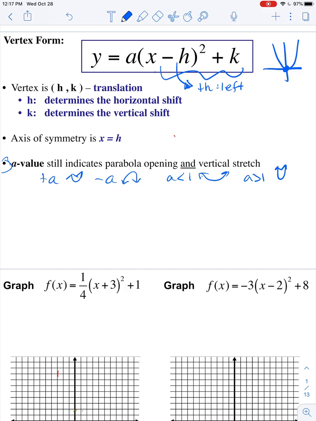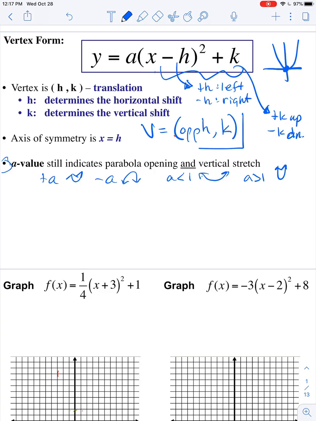And if you did the 2.7 work, then you know that this happened with the absolute value graphs as well. A negative h will actually move it to the right. And just like the absolute values in 2.7, a positive k will actually move the whole thing up, and a negative k will actually move the whole thing down. So to find the vertex, moving it left and right, you would have to use the opposite of the h value and then use the k value as is. And that's actually identical to what you did in the 2.7 video with the absolute values.